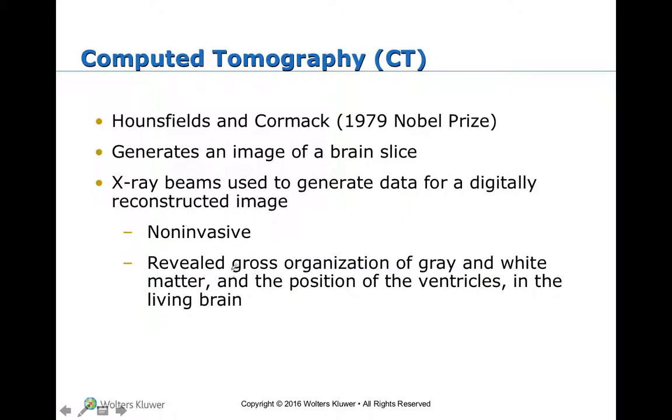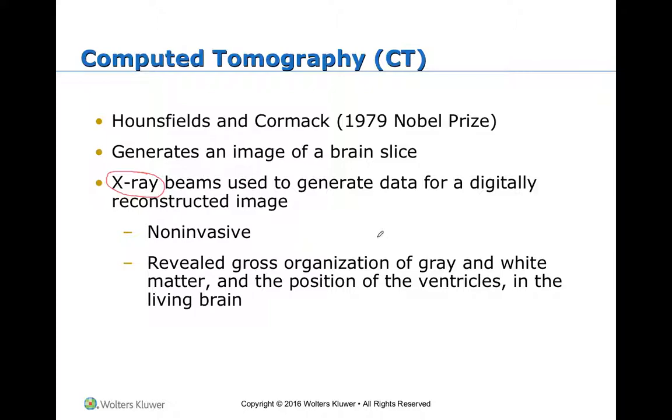So the other part of this chapter discusses some of the research methods that are used to visualize the brain. So we'll start with computerized tomography. And this helps to generate an image of a brain slice. Now what CT or CAT scans do is that they use X-rays that will allow for data to be essentially generated to construct a digital image.